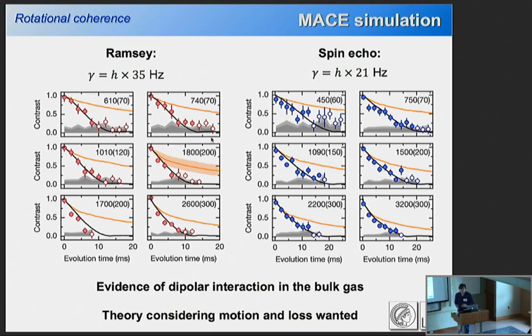This is evidence of the dipole interaction in the Bose gas. But in the future, a theory considering the motion and loss is wanted, because of this extended coherence time. Now we require a more complete theory about this.